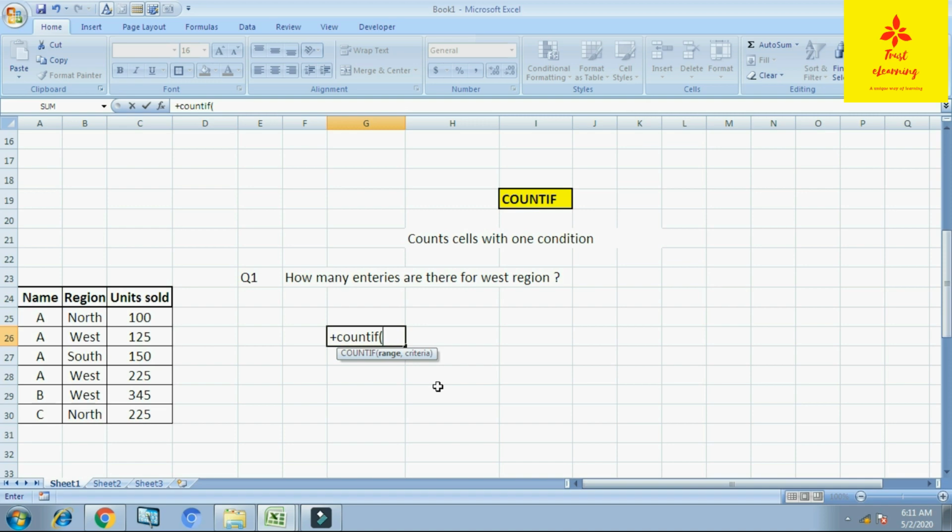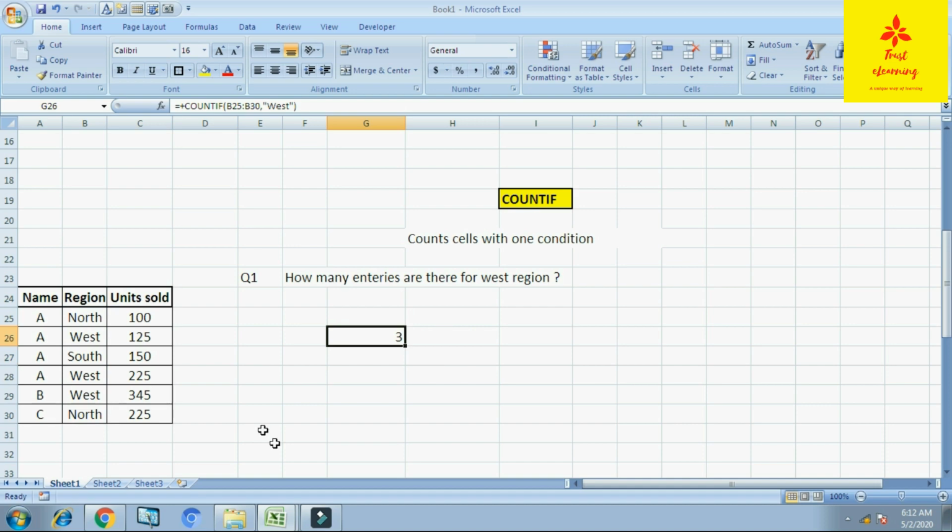So let us understand the question again. How many entries are there for the west region? So my condition is based on region. So which region? West region. Okay, so here I will take the range of region, and the criteria is West. So it gives me an answer of 3.